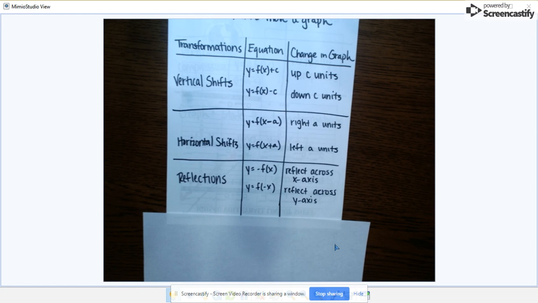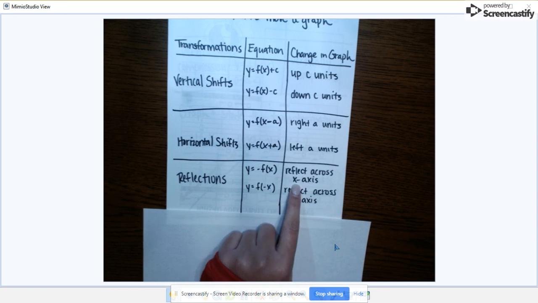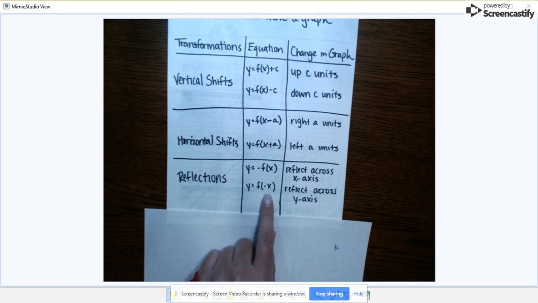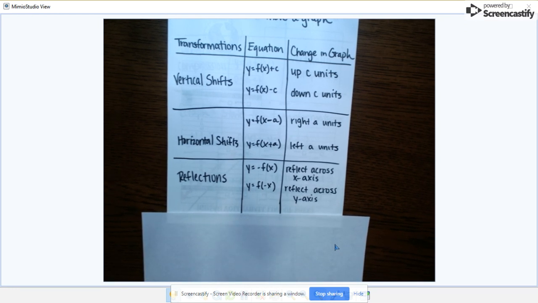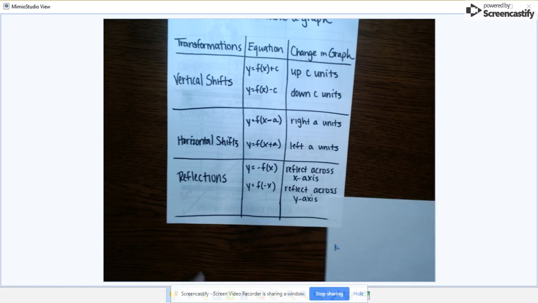Next, we have two different reflections. For the first reflection, we would have a negative outside our entire function, and this is going to signify a reflection across the x-axis. If our negative is on the inside of our function, that means we're reflecting across the y-axis. We'll see the difference between those in a minute.